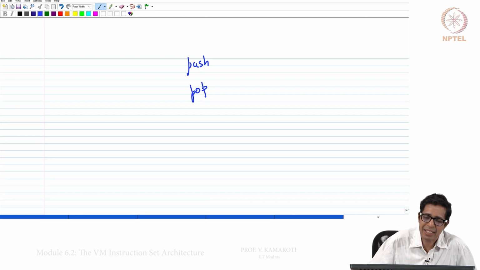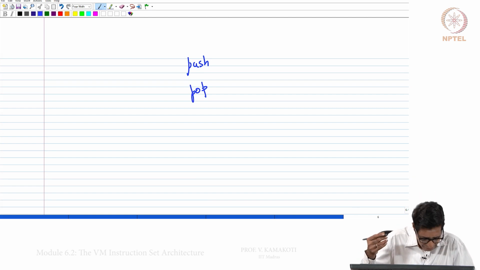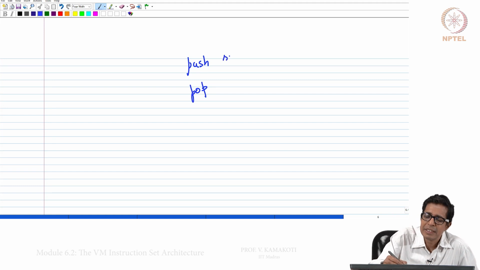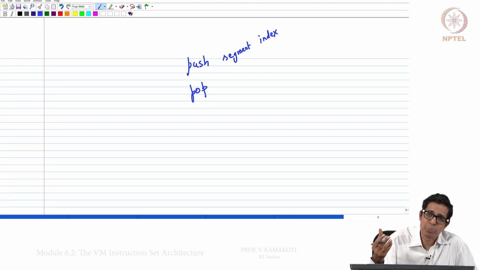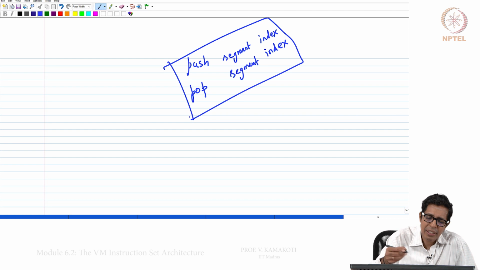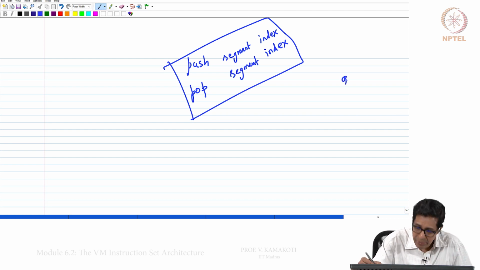Push what into the stack? I need to push some element into the stack. That element is given by segment and index. Similarly, pop: I will pop the top of the stack. To where? I need to specify where I should store the result, to some segment index. So, as we saw, we have 9 arithmetic logical commands, and we have 2 memory access commands.